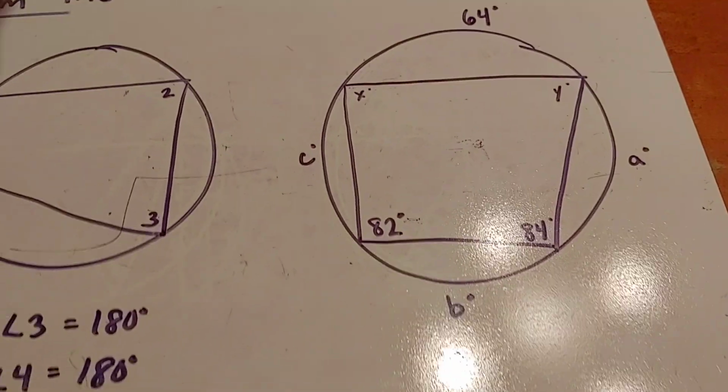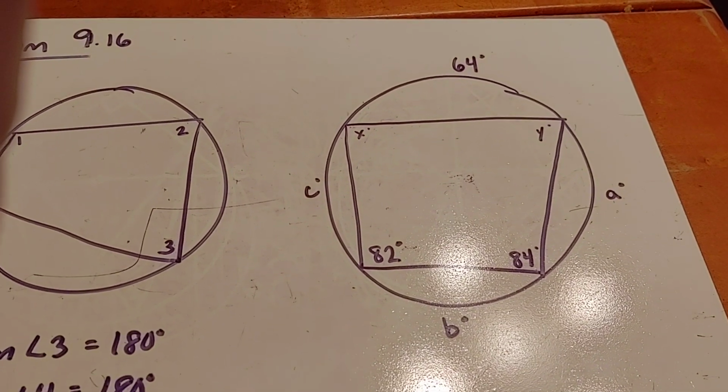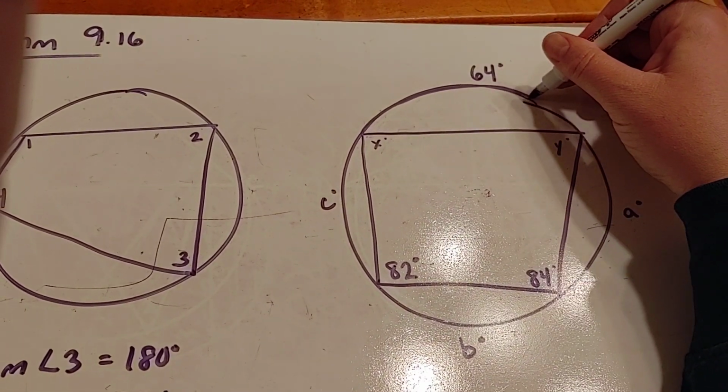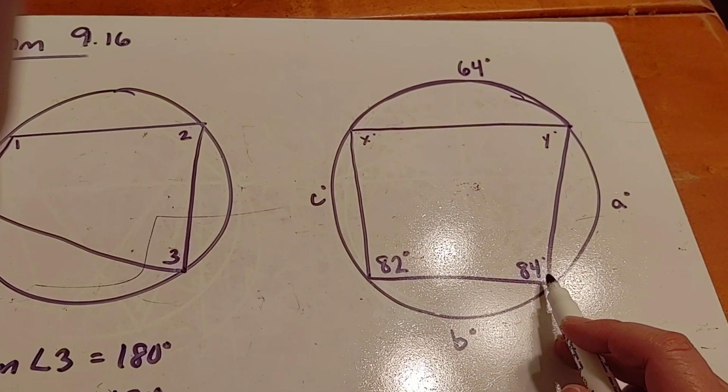In this next example, I want us to find a lot of missing information. All right, so I'm given that this arc right here is 64 degrees. I also know this angle is 82, this angle is 84.